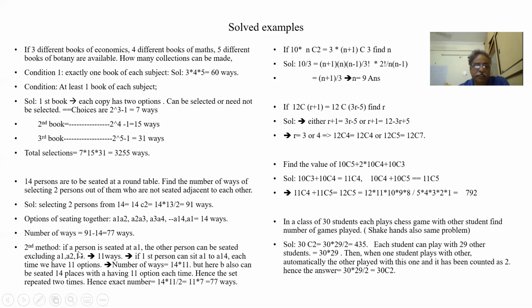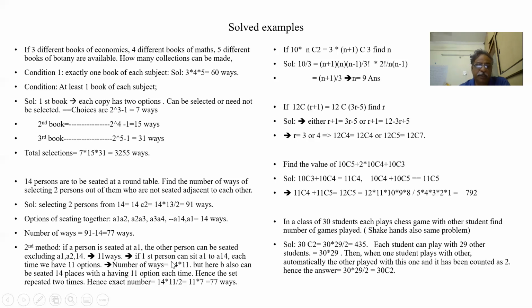What's the second method? Suppose a person is seated at A1. The other person, how many options does he have? He cannot be seated at A2. He cannot be seated at A14. He cannot be seated at A1. So 3 are gone out of 14. So 11 ways. So if the first person can be seated from A1 to A14, then 14 into 11 ways they can be seated.